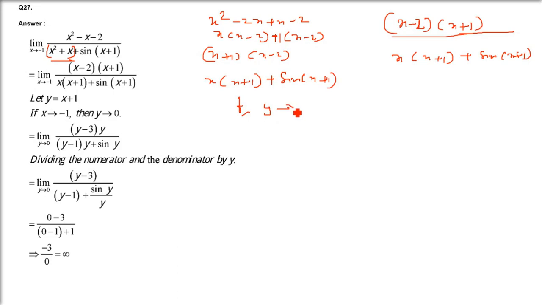So t and y, anything you can take, t or y, anything. We are taking, say, y as x plus 1. So wherever x plus 1 is there, replace it by y. This is y, this is also sine y. What else is remaining? x minus 2. So y is x plus 1, that is x is y minus 1. So put x as y minus 1. So y minus 1 minus 2 is y minus 3.